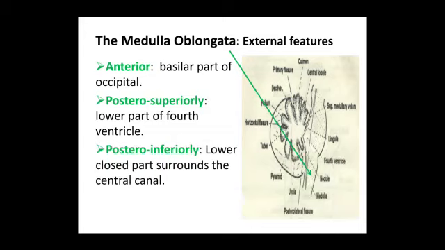Its anterior aspect is related to the basilar part of the occipital bone. Posteriorly, superiorly, is the lower part of the fourth ventricle, where it is separated from the cerebellum, and inferiorly, you have the closed part surrounding the central canal.